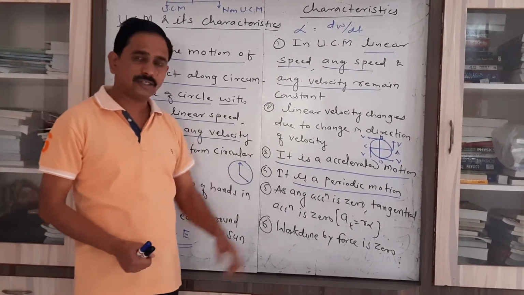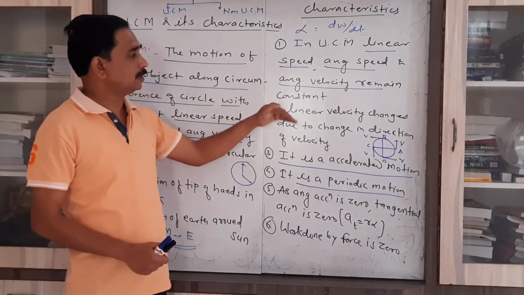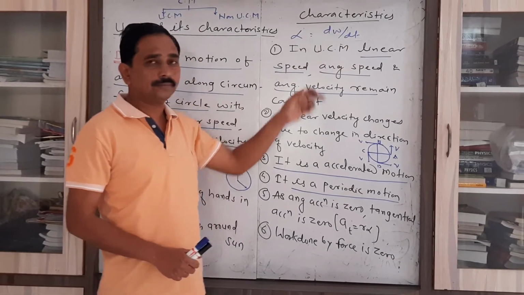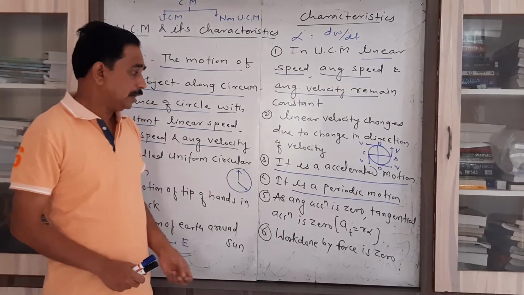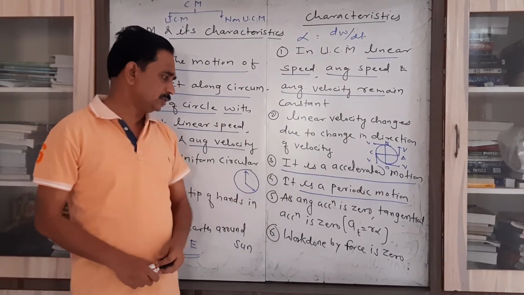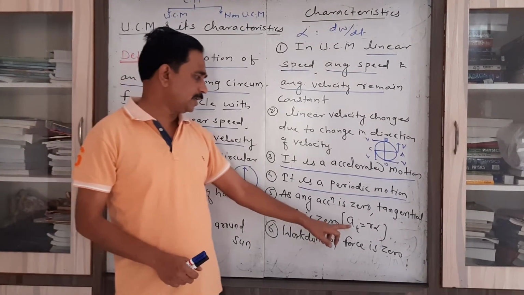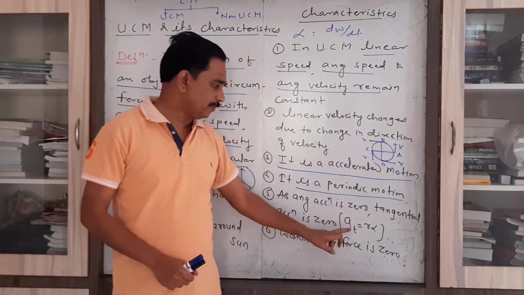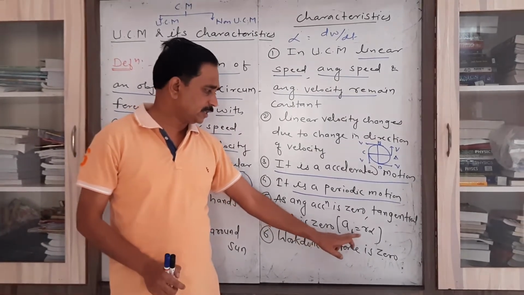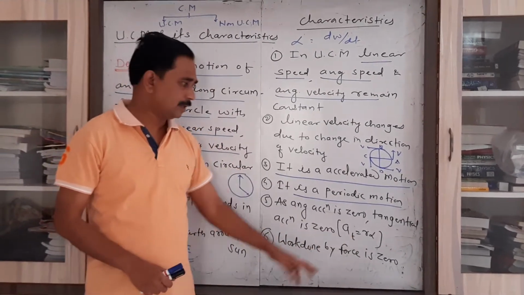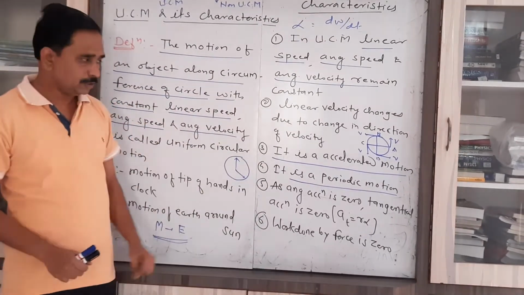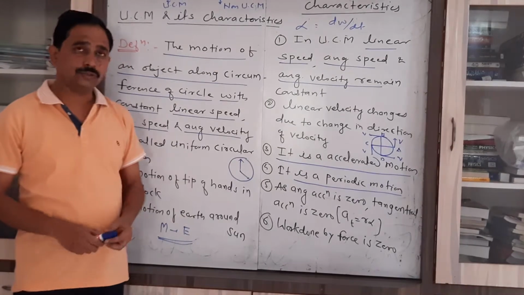Why is angular acceleration 0? Because angular velocity remains constant and the differentiation of a constant term is equal to 0. If angular acceleration is 0, then tangential acceleration is given by a_t equal to r alpha. T for tangential acceleration, equal to r alpha. As alpha equal to 0, therefore angular acceleration is 0 and tangential acceleration is also 0.